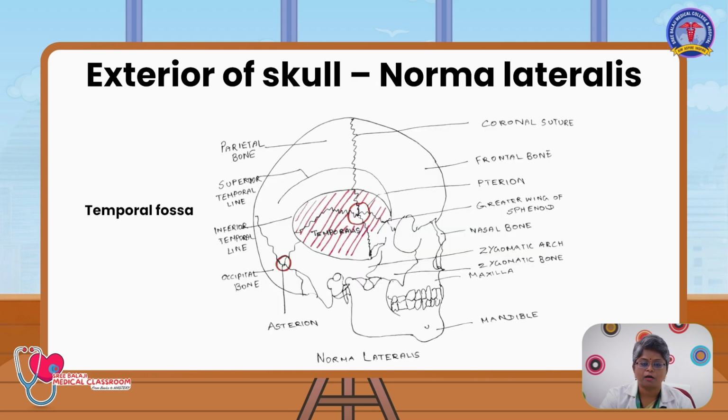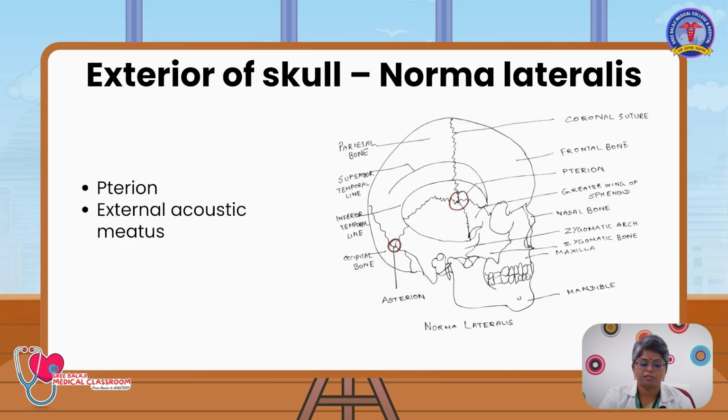The important fossa of the norma lateralis include the temporal fossa. The boundaries of this fossa are: anteriorly it is bounded by the zygomatic bone, superiorly by the superior temporal line, posteriorly by the superior temporal line and the supramastoid crest, and inferiorly by the zygomatic arch. The content of this fossa include the middle temporal artery, the deep temporal branches of maxillary artery, the zygomatico-temporal nerve, and deep temporal nerves arising from mandibular nerve. So these are the important contents of temporal fossa.